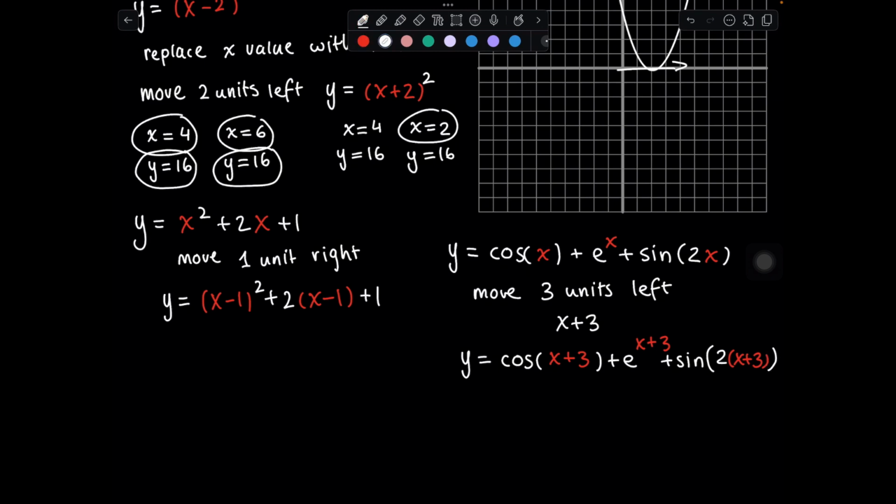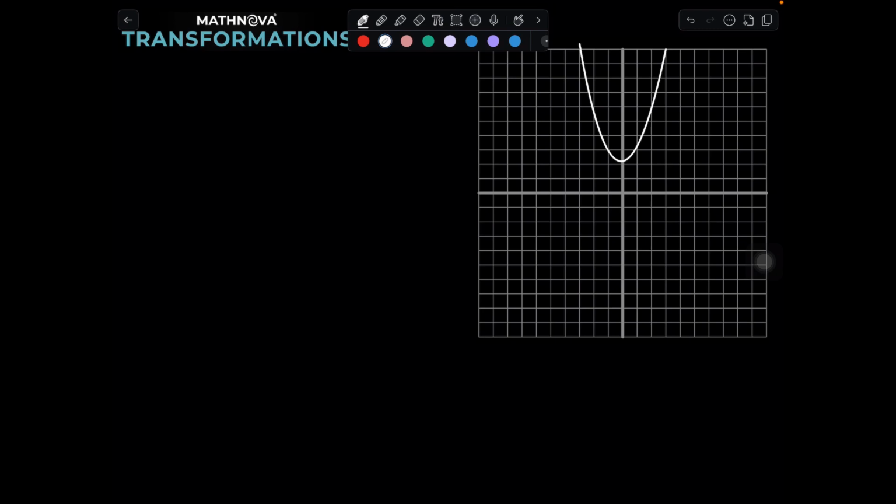So I hope you can really see how all you do is replace the x value with x plus or minus whatever number you want to move it by. The next part is super easy. So imagine we wanted to move this parabola from here 2 units up.